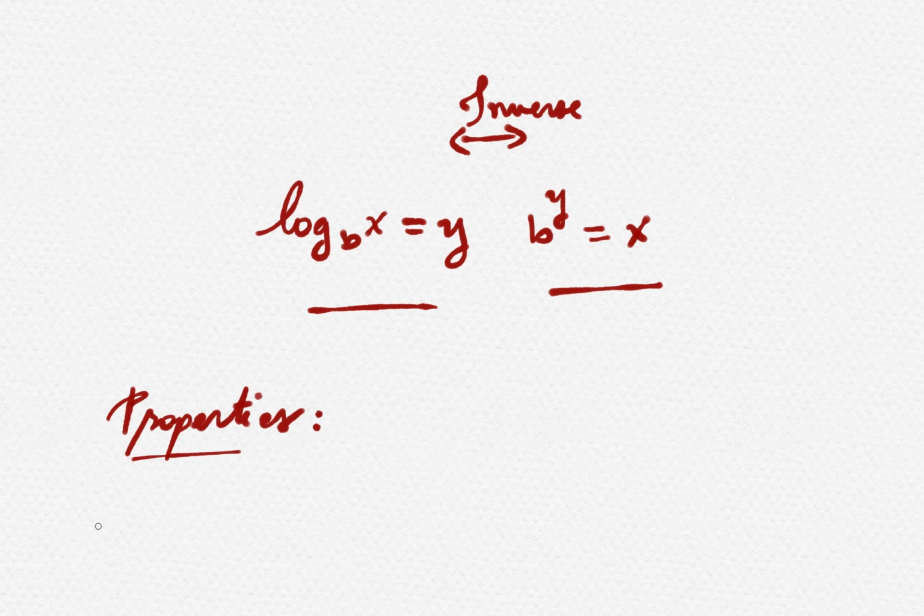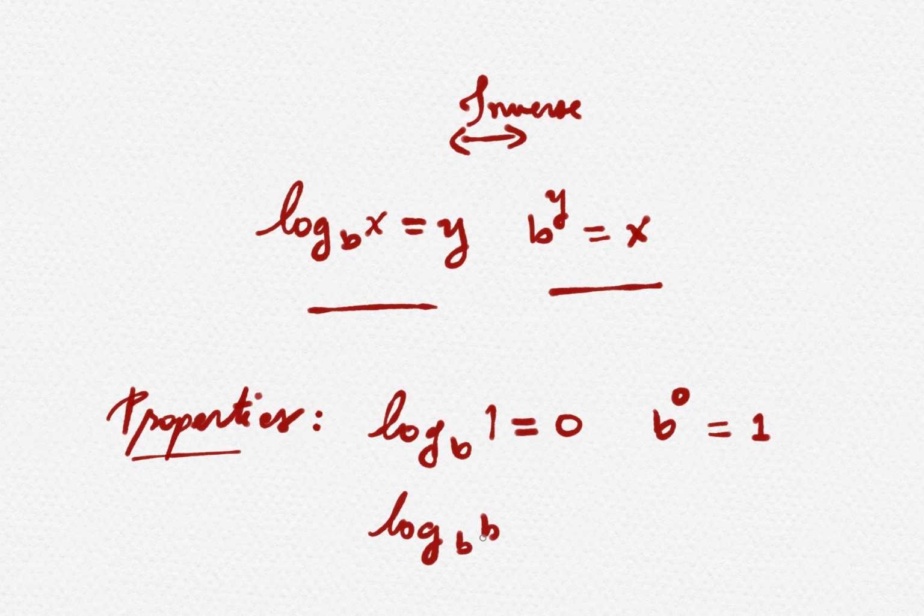We also had some properties not related to the fact that these are inverses of each other. For example, log base b of 1 is going to be 0. That's for any base b. And the reason for that is because any number to the 0 power is equal to 1. Another one was log base b of b is equal to 1. And the reason for that is b to the first power is b.